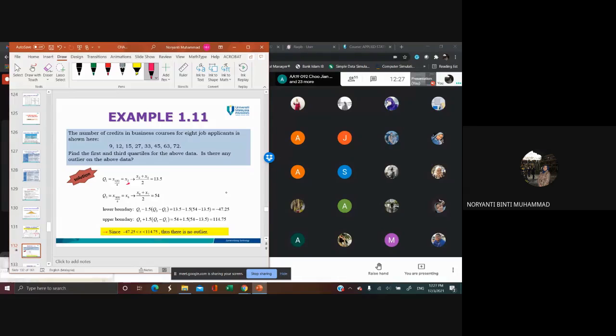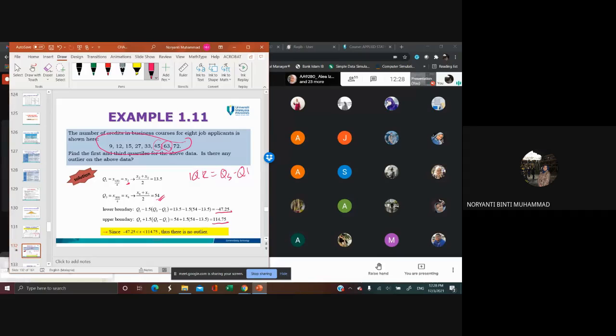And then similar for this one, you got 6. So 1, 2, 3, 4, 5, 6. 6 plus 7 divided by 2, you get 6.5. And then using the previous slide formula, this is the formula for IQR. What is IQR? IQR is Q3 minus Q1. Okay, so you calculate your lower boundary, you get negative 47.25. You get upper boundary 114.75.